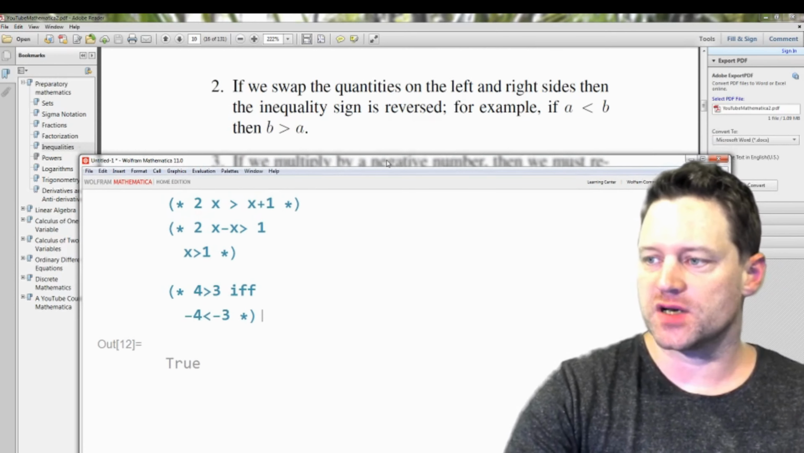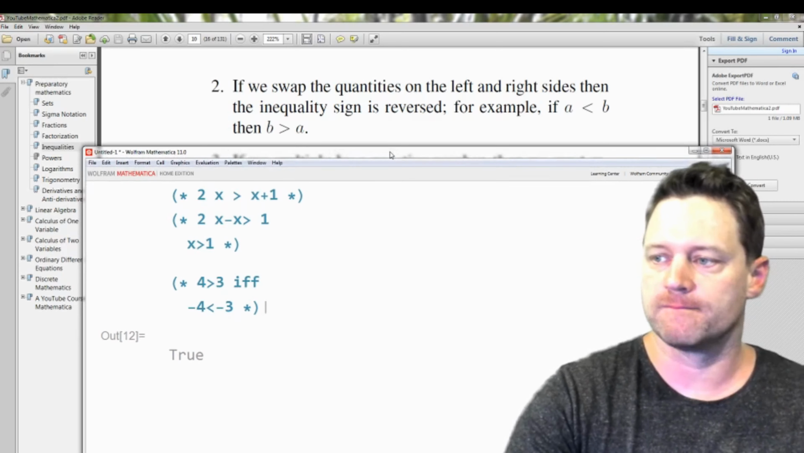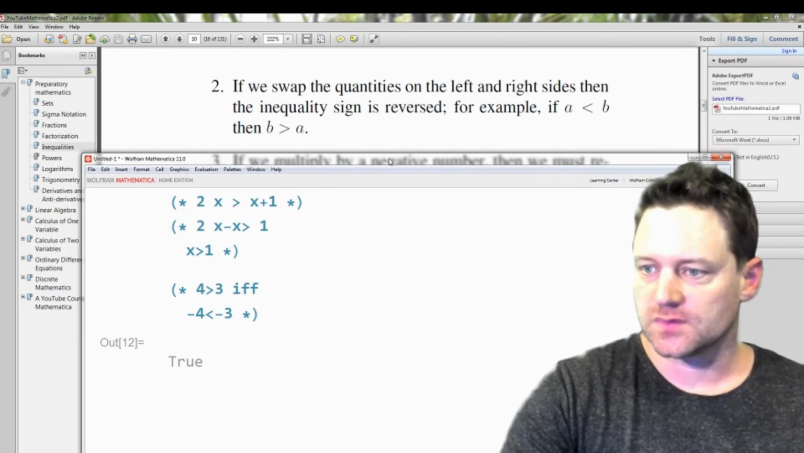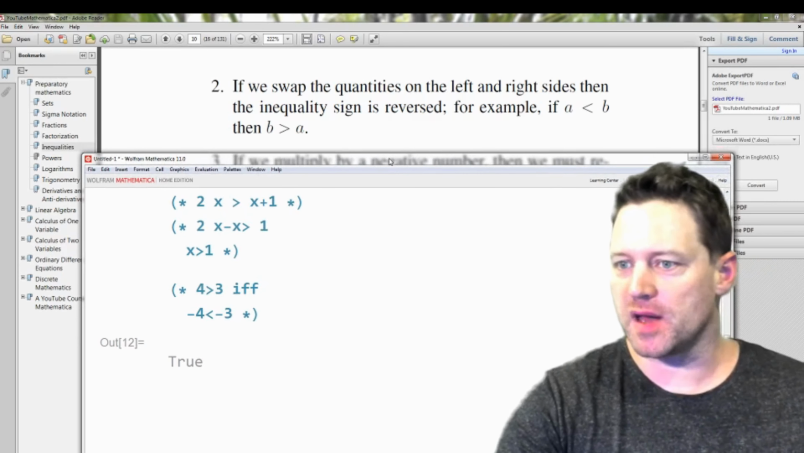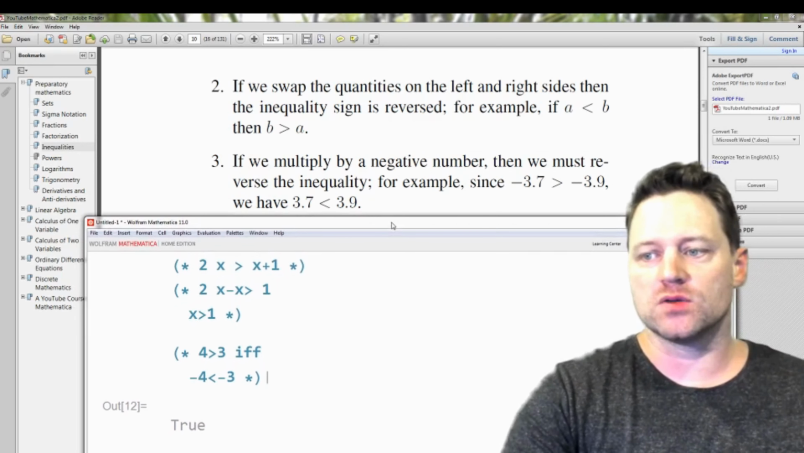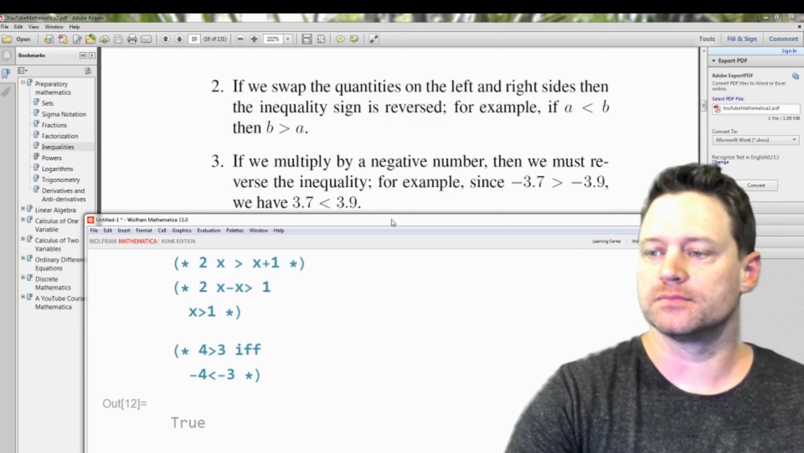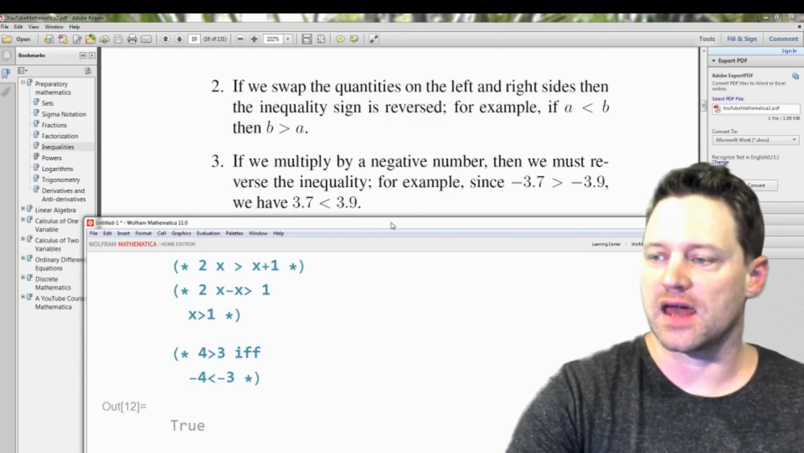Well, yeah, that's pretty obvious, isn't it? If A is less than B, then B is greater than A. Okay, I don't need to say anything about that because that's just plain obvious. All right, next one. If we multiply by a negative number, then we must reverse the inequality. Well, yeah, we've already said that.